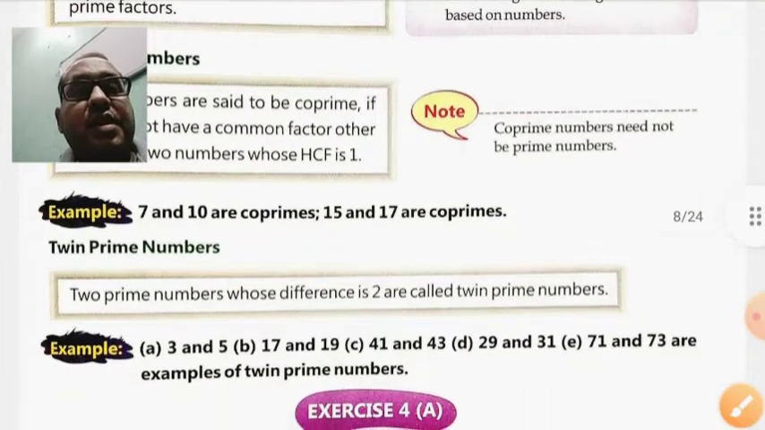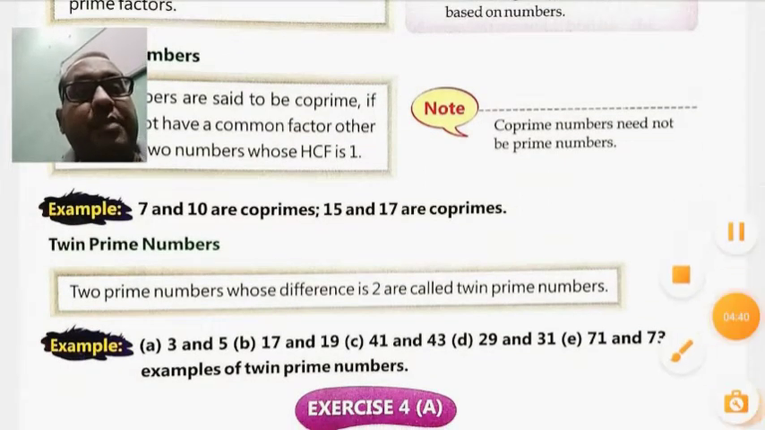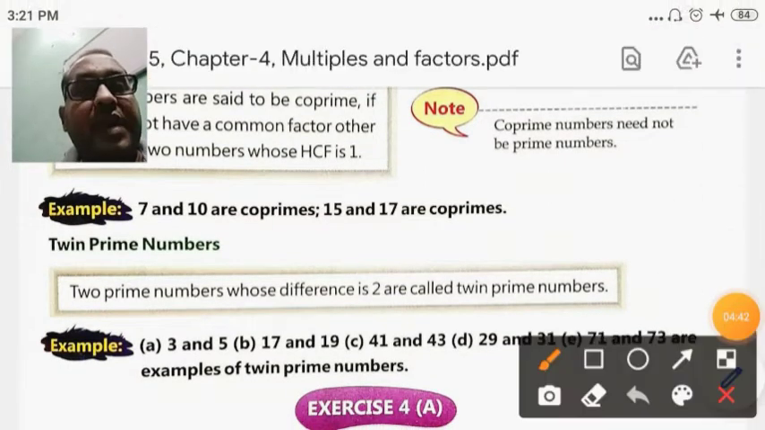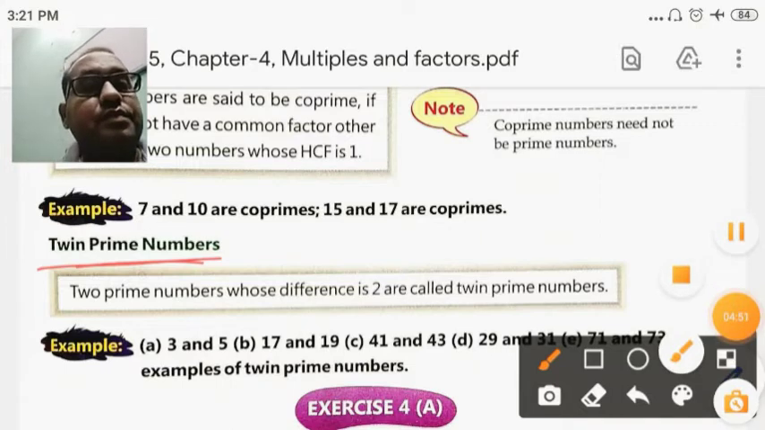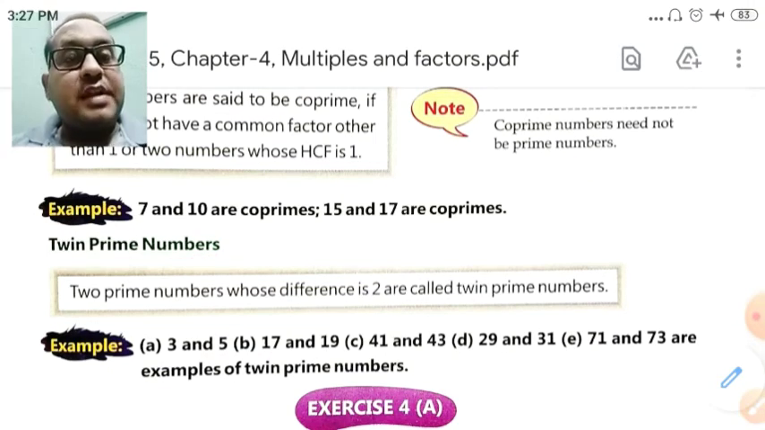Next is twin prime numbers. So what are twin prime numbers? Twin prime numbers are two prime numbers whose difference is 2. For twin primes, it is necessary that both numbers must be prime, because the definition of twin primes is two prime numbers whose difference is 2. They are called twin prime numbers. It is necessary that both are prime and their difference must be 2.